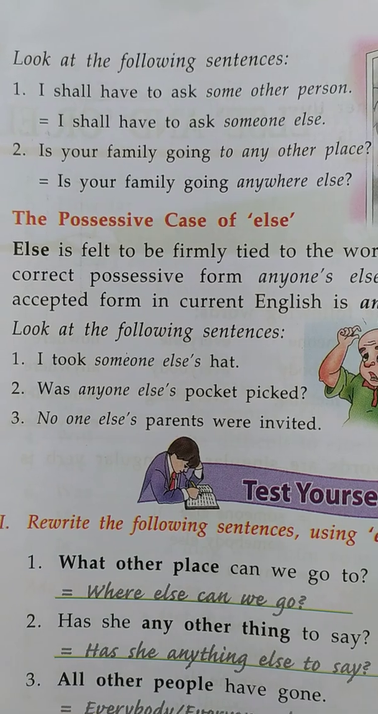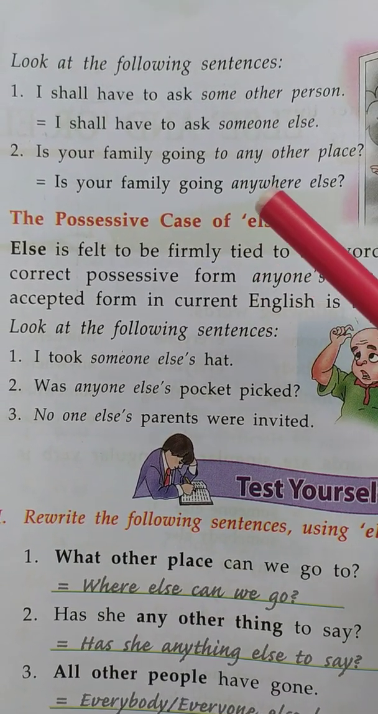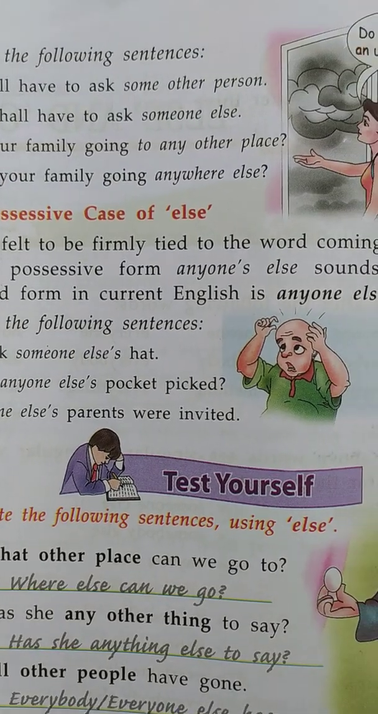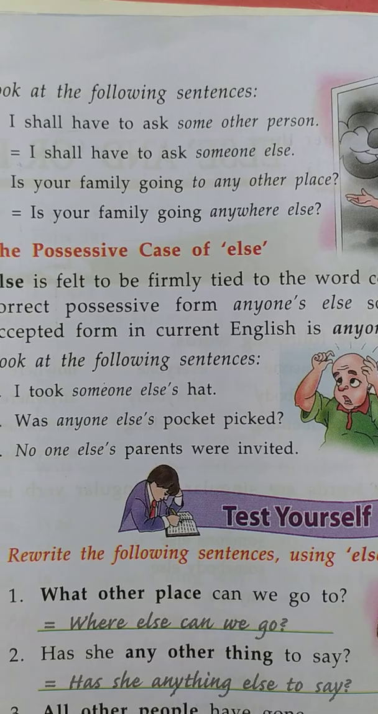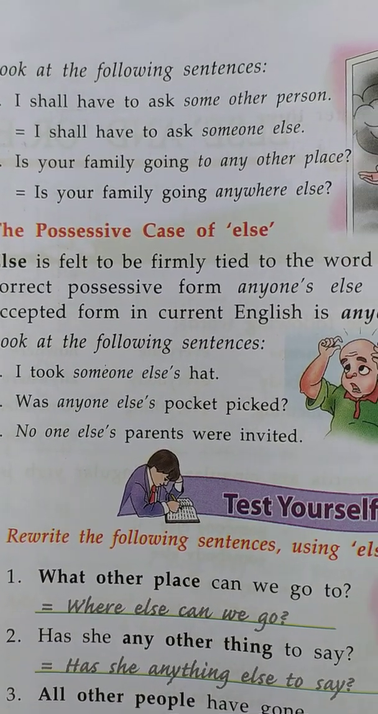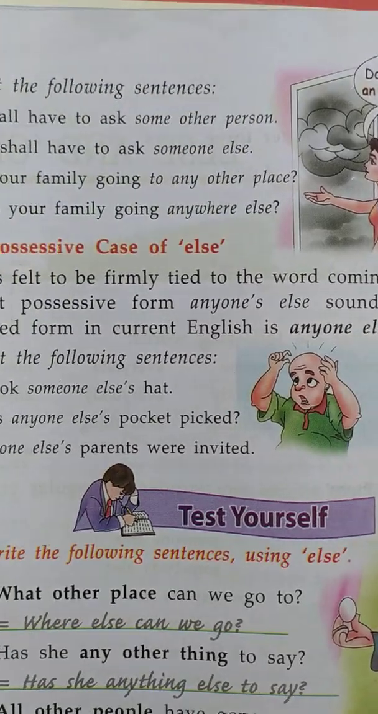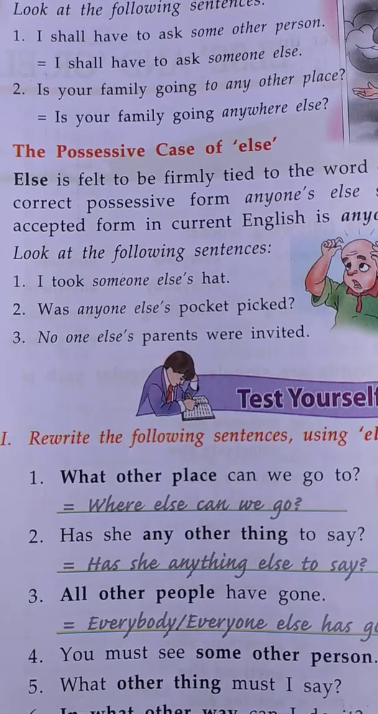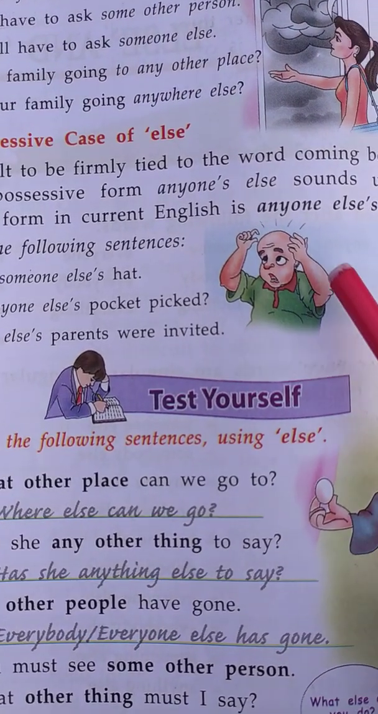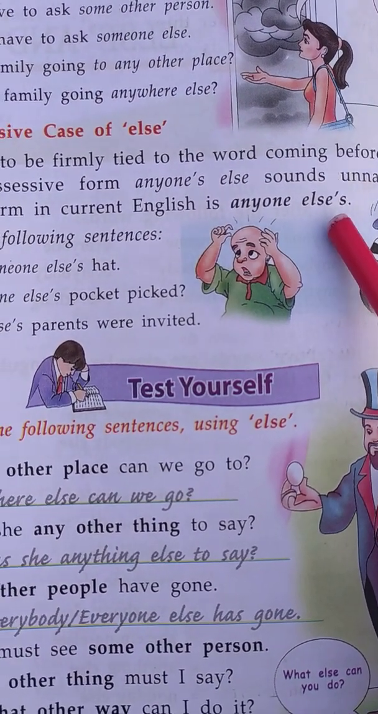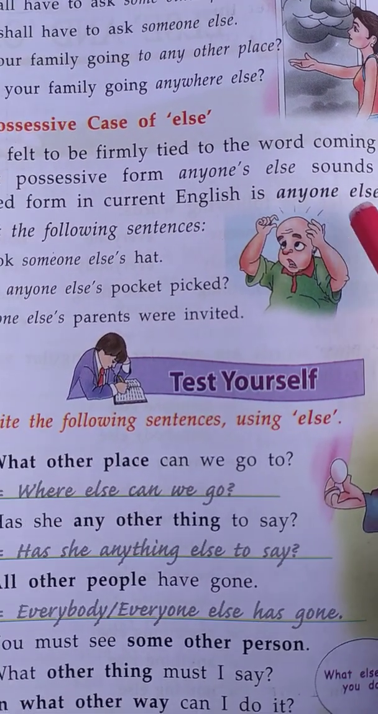Again, I am telling this. Else is felt to be tied firmly to the word coming before it. So, the possessive form anyone's else sounds unnatural. The accepted form in current English is anyone else's. This is the possessive case of else.